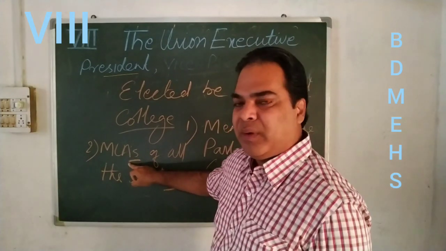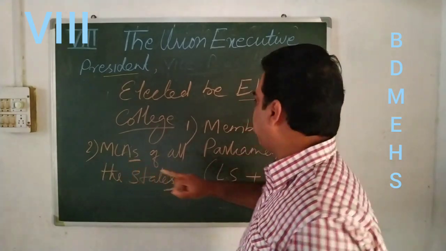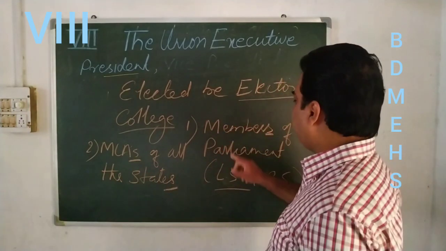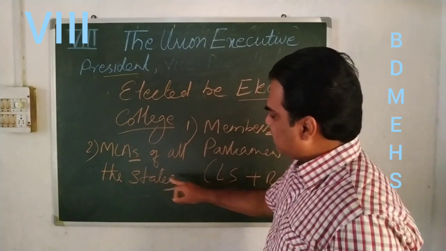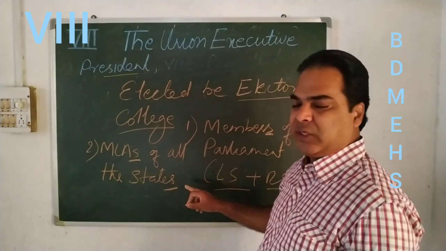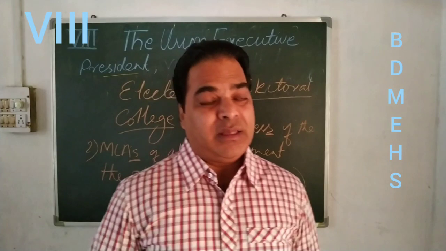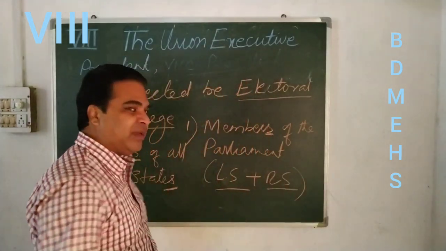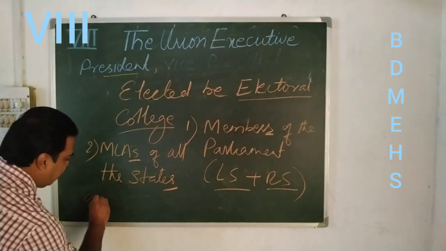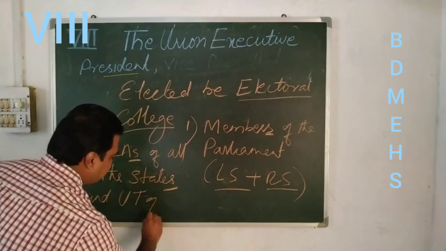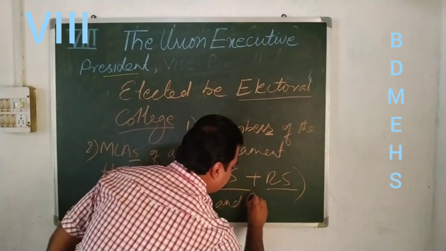So MLAs, what is the full form of MLA? Member of Legislative Assembly. What is MP? Member of Parliament. You might have heard many times. So MLAs of all the states are also involved in the election of the president. And the third one, as I told you, is members of the states as well as union territories. Members of all the states and the union territories of Delhi and Puducherry.